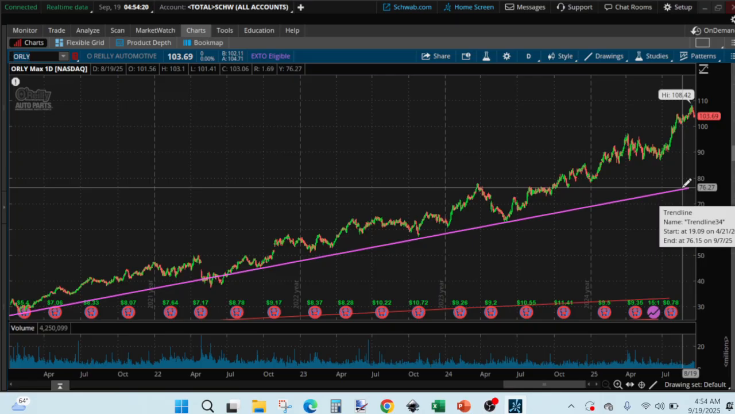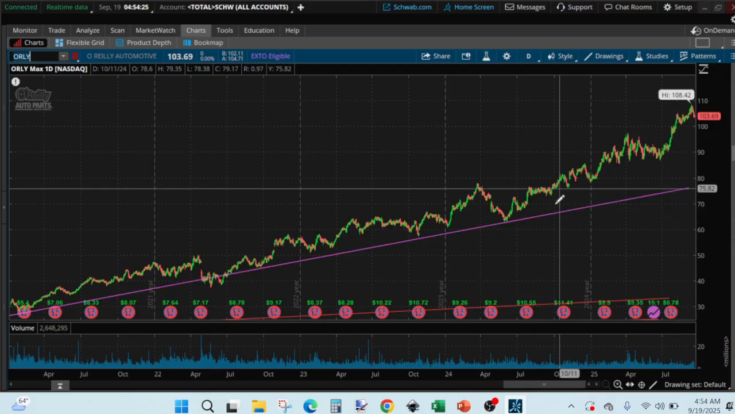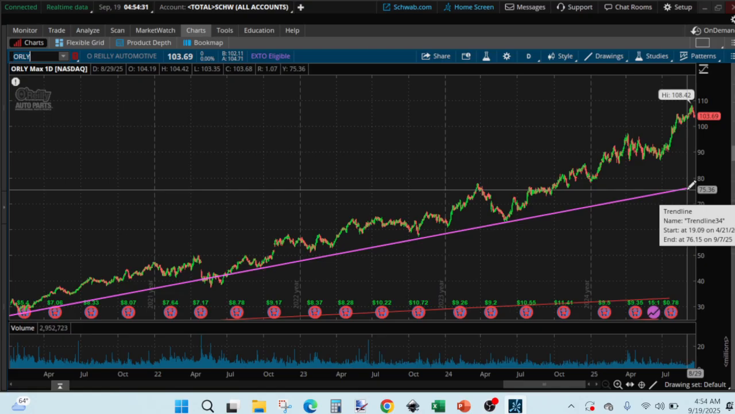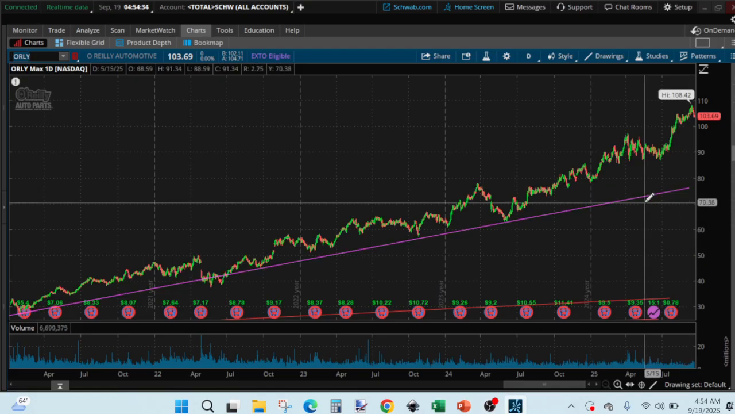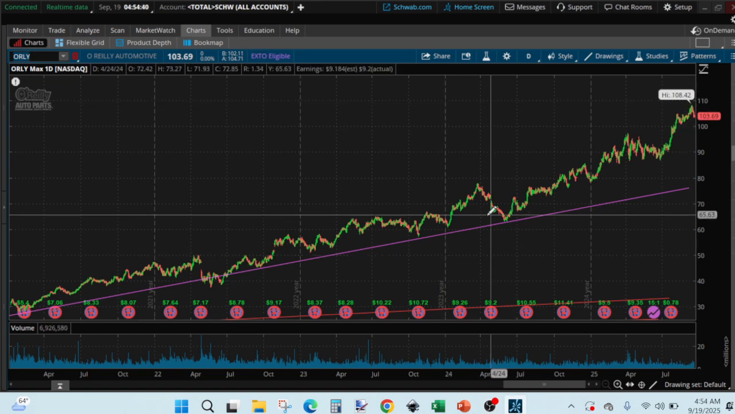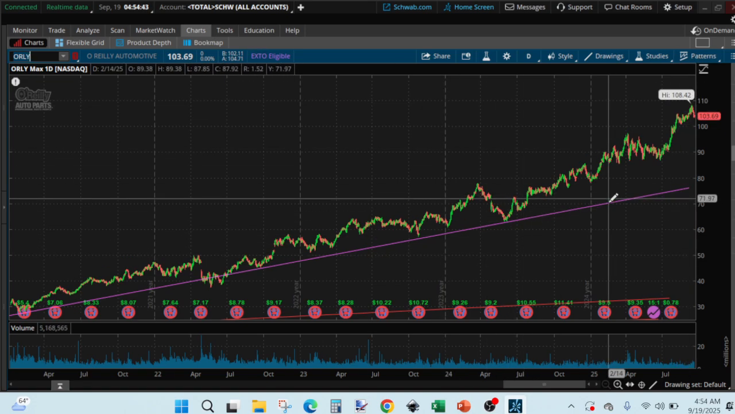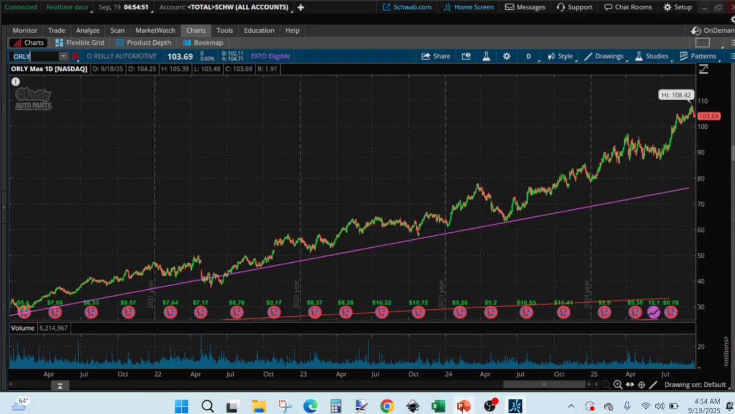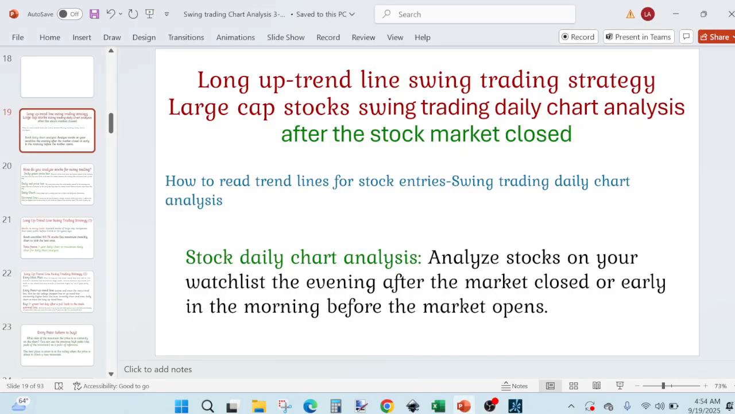Therefore, there is nothing here we are going to do to this one, and then we'll move to the next one. That's how you do your analysis. You see, very quickly, this one we didn't do anything with because it's so far from the trend line we like to enter the trade at. We just look at how it did yesterday, how it's doing overall, where it is on its trajectory, and compared to the value line it is still climbing up. So we are not going to do anything to this one. That is how you do your daily chart analysis, and that is how you read the trend lines for your stock entries. Thank you so much for your time.